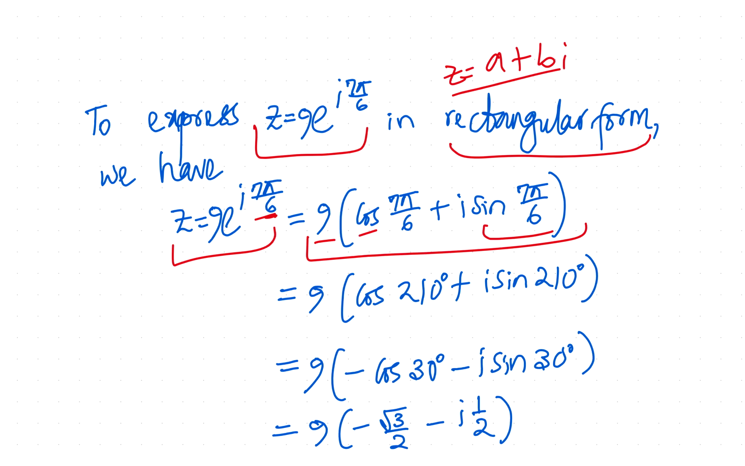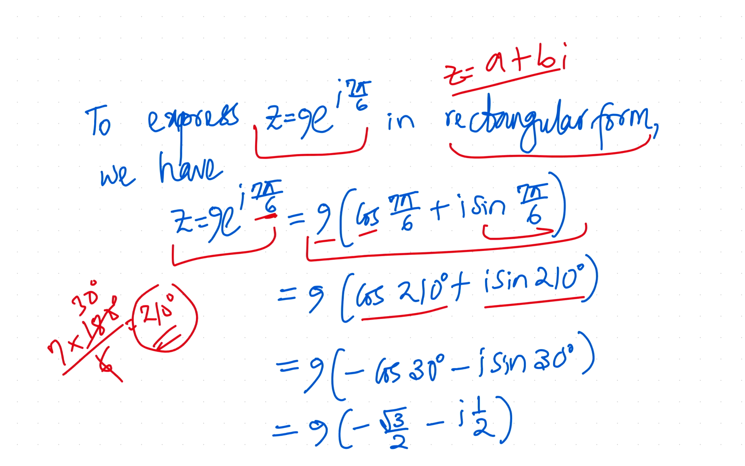But what is angle 7π over 6, right? Because sometimes it's easier to think in degrees. So you have 7π over 6. Pi is 180 degrees, and 180 over 6 is 30, so 7 times 30 is 210 degrees. So 7π over 6 in radians is 210 degrees. So you have 9 into cos 210 degrees plus i sine 210 degrees.